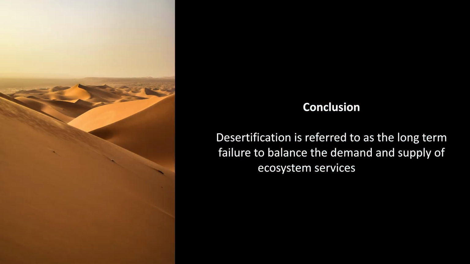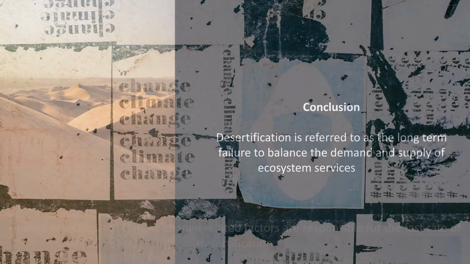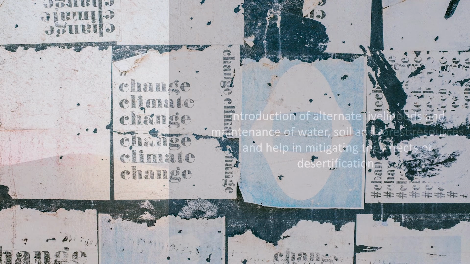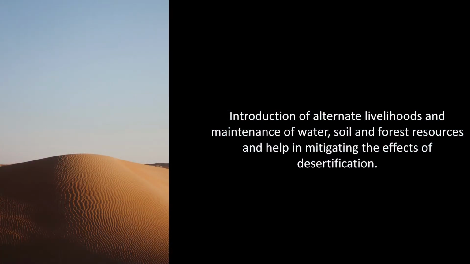So learners, we must conclude that desertification is, as you know, a long-term failure to balance demand and supply. Human activities like climate change are aggravating the situation, but we must think of introducing alternate livelihoods, maintenance of water, and soil conservation. All these things are very essential to control the effect of desertification.